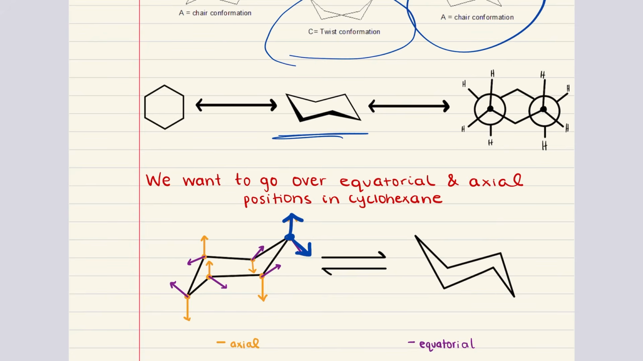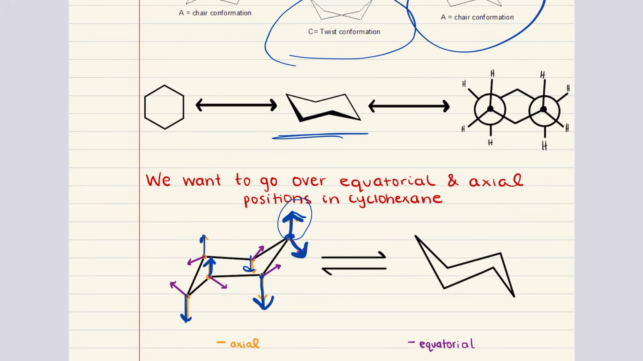So for example, if a substituent is axial up at a given carbon, then the equatorial position at that carbon will point outward and down. This alternating pattern extends around the whole ring. So if the axial position at one carbon points up, then the axial position at the next carbon will point down, and so on and so forth around the ring.